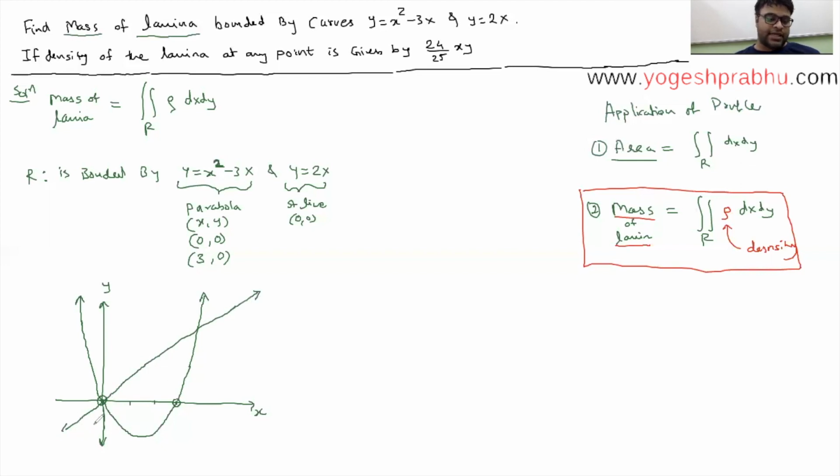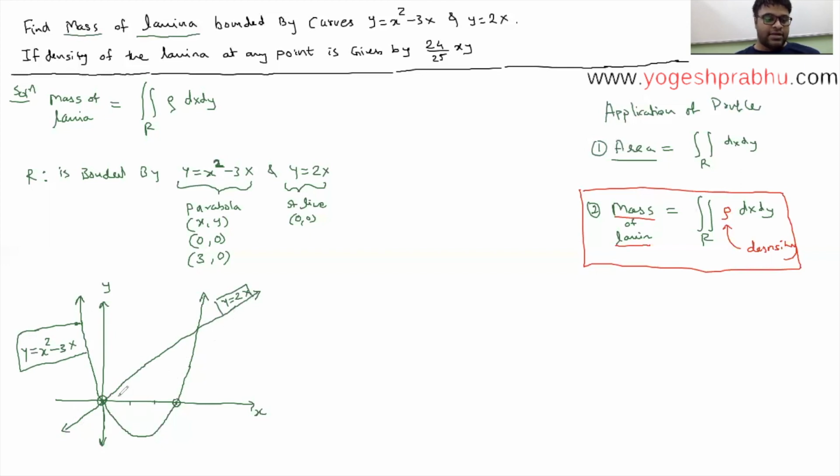And let us write down the equations also. The equation of parabola, for this parabola, let me write down a label for parabola. y is equal to x square minus 3x. And equation of a line is y is equal to 2x. I got both the equations.